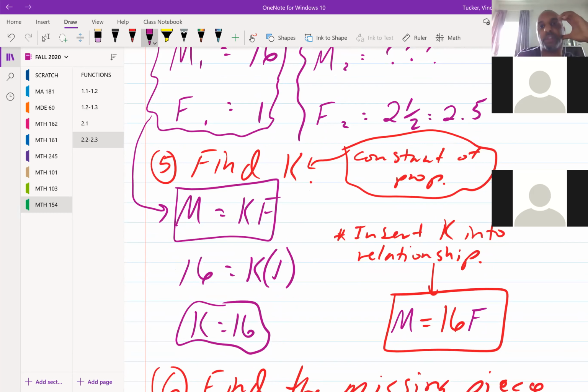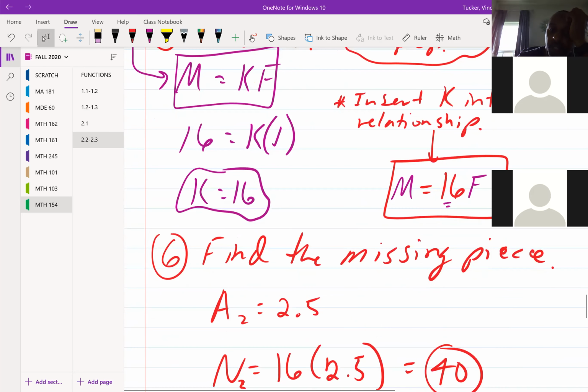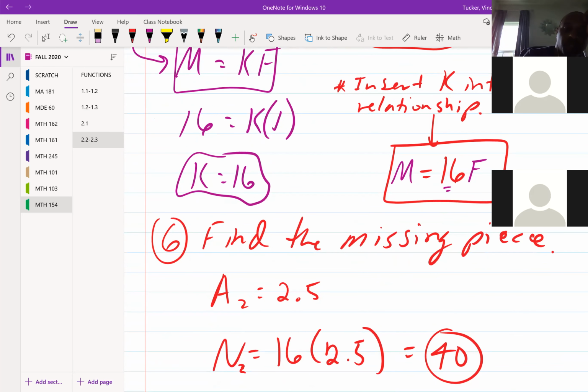Question before we look to finish this off. That 16 that you solved for K is going to be constant throughout all of the problem, so you can keep that in there. Now we can use the given information from the next relationship to find the missing piece. So we have M equal to 16F. They give us the second F, and we can use that to find the second M. So 16 times 2.5 is 40. So 40 muffins can be made if I have 2.5 cups of flour.